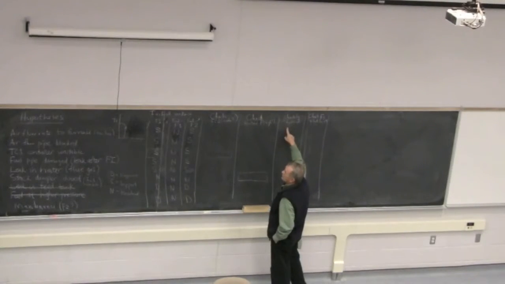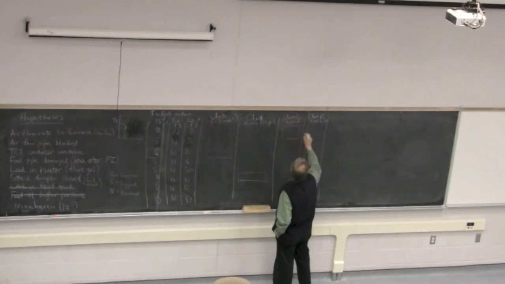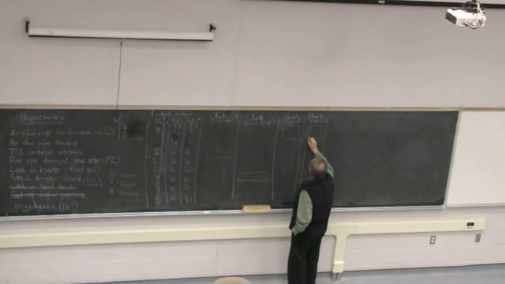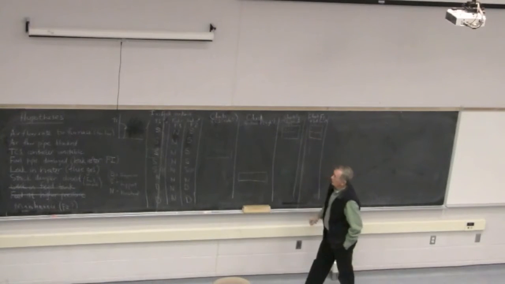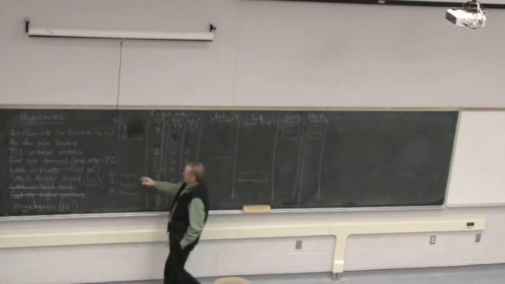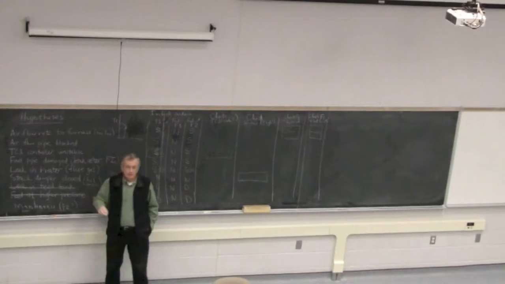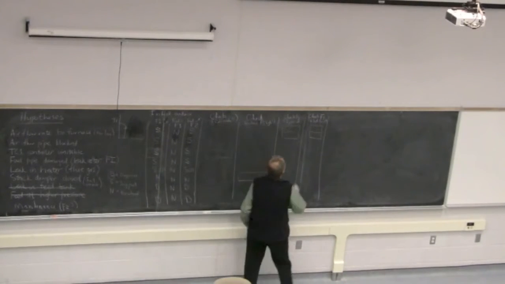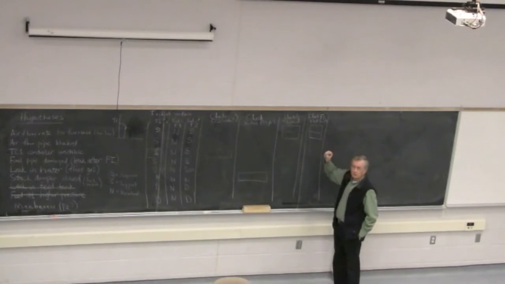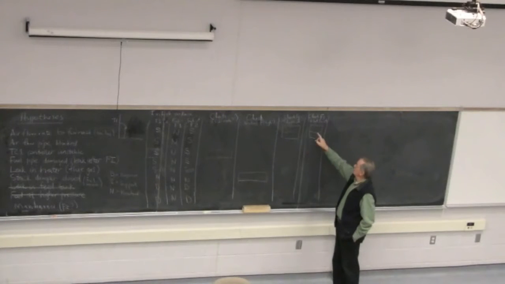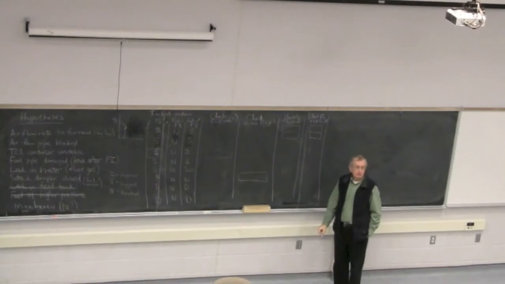Okay, so these two things would give us information about these two hypotheses: the air too low and the airflow blocked. So definitely we could prove or disprove the airflow is blocked by the flow rate, the direct measurement.